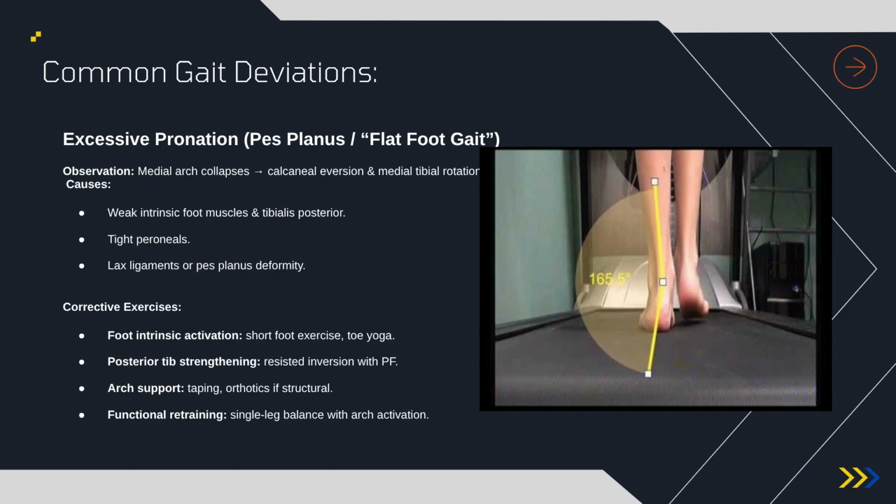Excessive pronation. What you'll observe is the medial arch collapse during stance. You'll also see calcaneal eversion. You'll see medial tibial rotation. And it's often asymmetrical in stance.